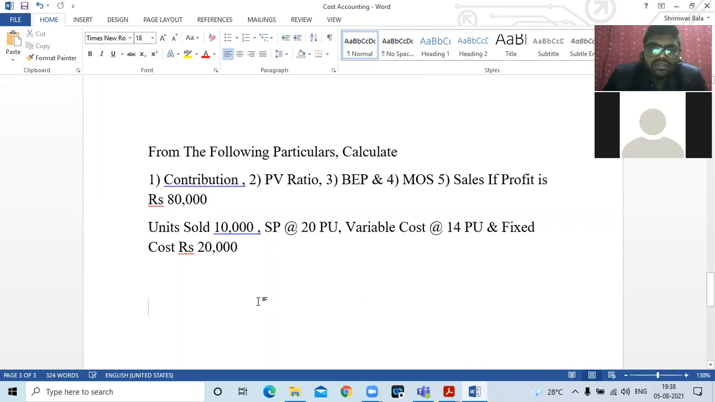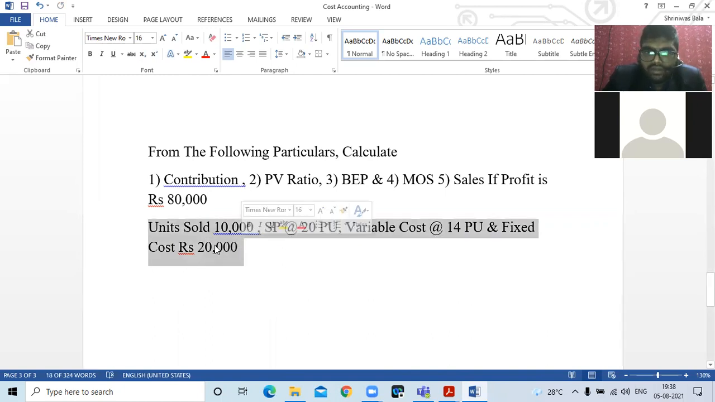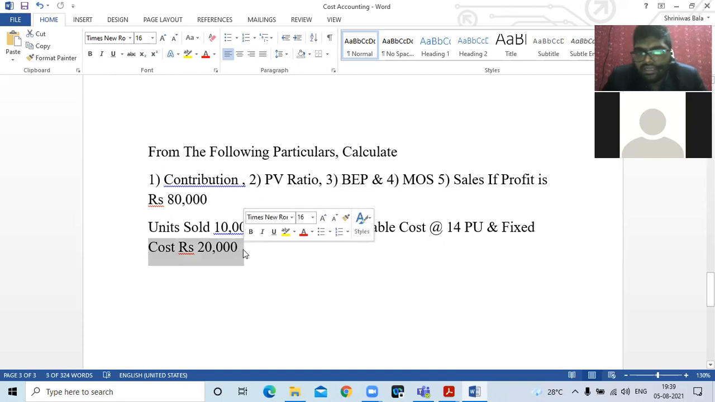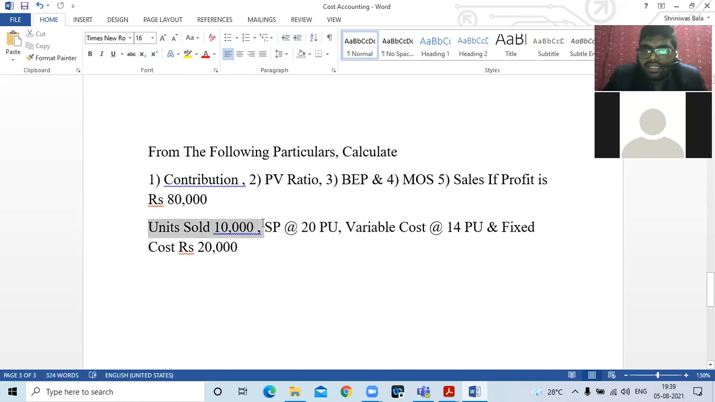Okay. So very first, you have to check all the details they have given. You know what all things they ask you to calculate. Now understand what details they have given to you. The number of units is 10,000. Selling price is 20 rupees per unit. Variable cost is 14 rupees per unit. And your total fixed cost is 20,000. And units sold is 10,000.